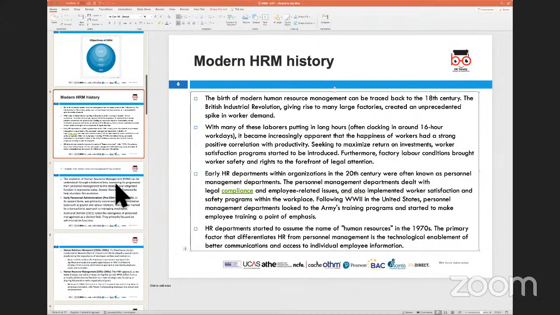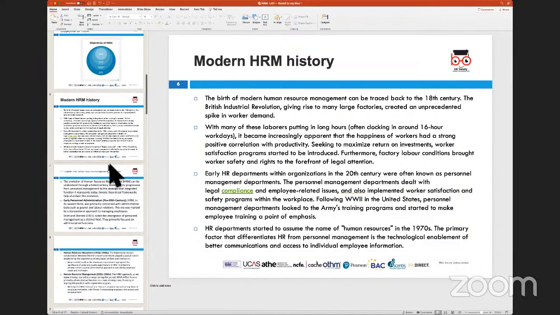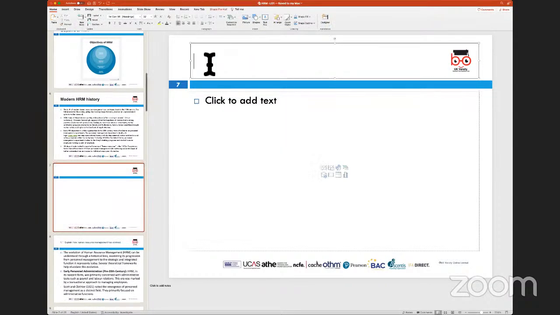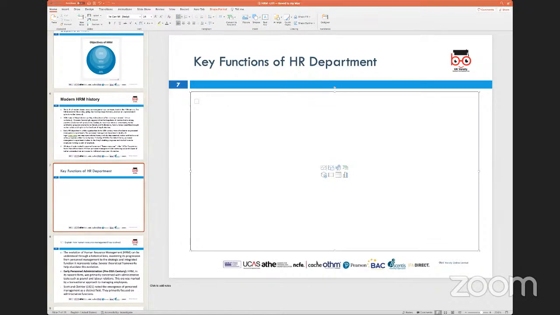Now, after a bit of an understanding of the history and evolution of HR, I also want to talk about some of the key functions of HR in the HR department. Can you think of some of the functions which most HR managers do within the organization? Any idea? You want to make some educated guesses in terms of what could be the key functions which most HR departments do within the organization?